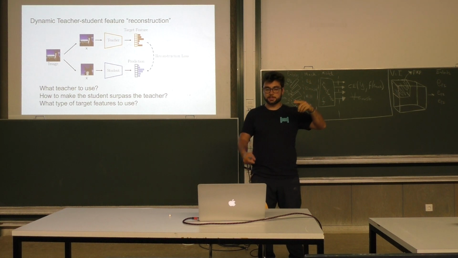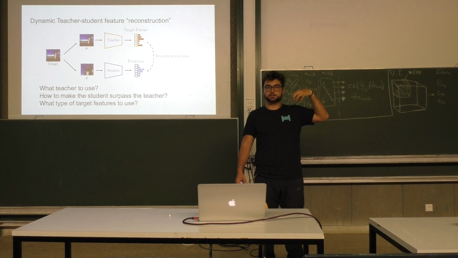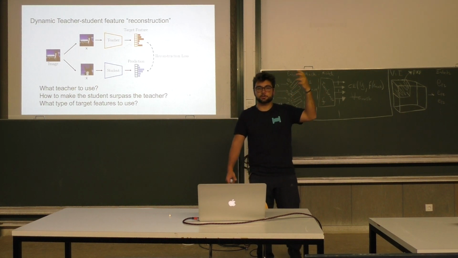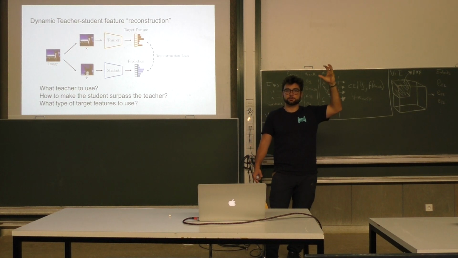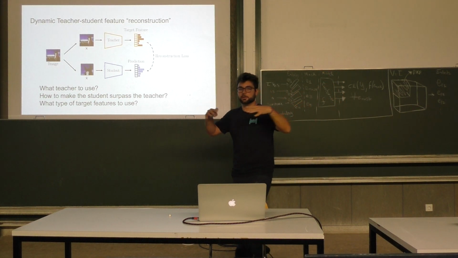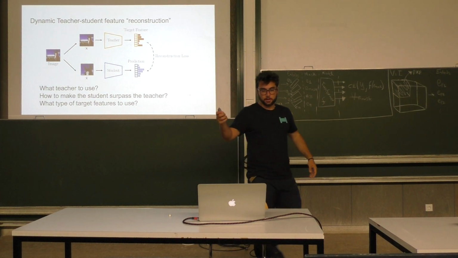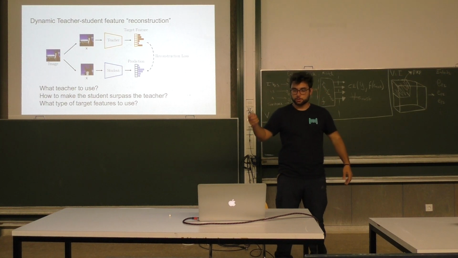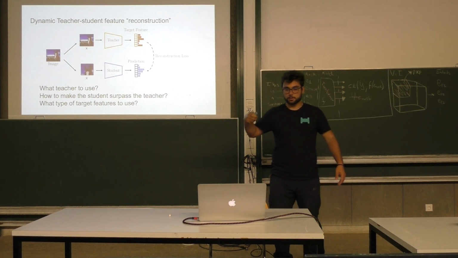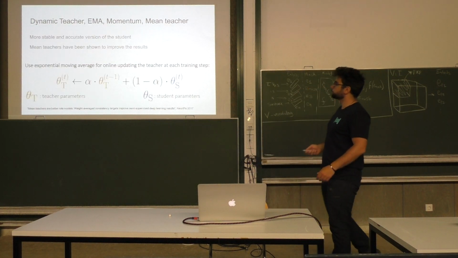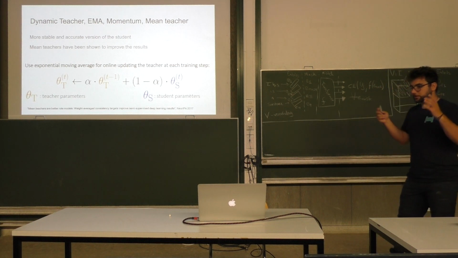We use this exponential moving average of the student weights, of the parameters of the students, which will act as a teacher. Even though it's not like a real teacher, as in knowledge distillation, because it's not pre-trained. It's like a dynamically built teacher, like a mean over the different student weights over multiple iterations. And then the question is, what loss functions to use, how to make the student outperform the teacher, and so on.